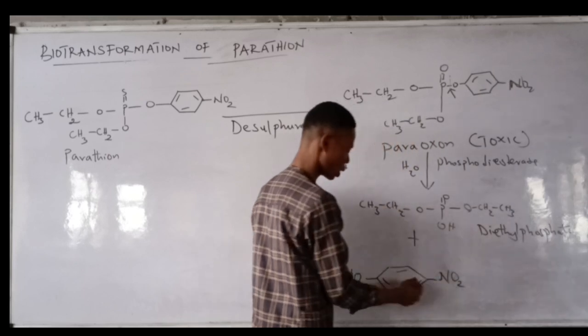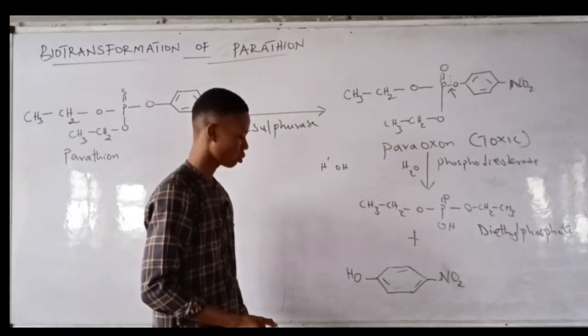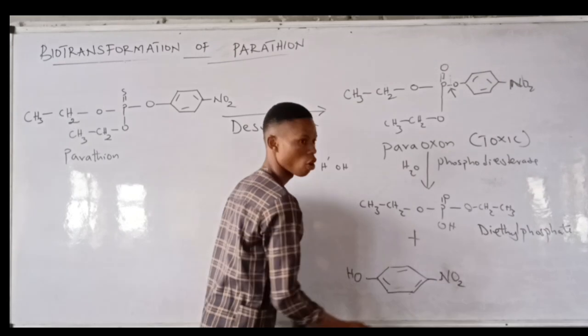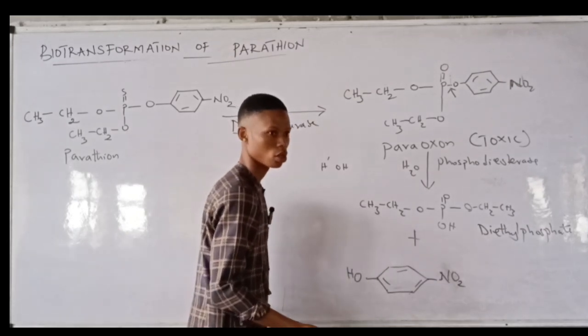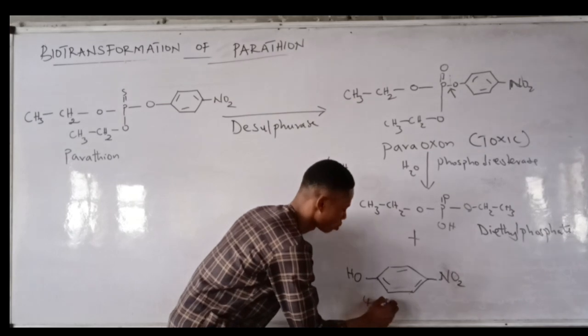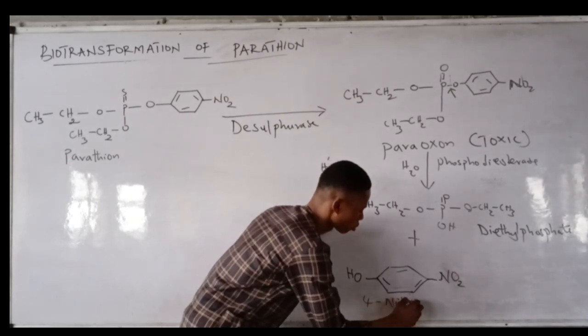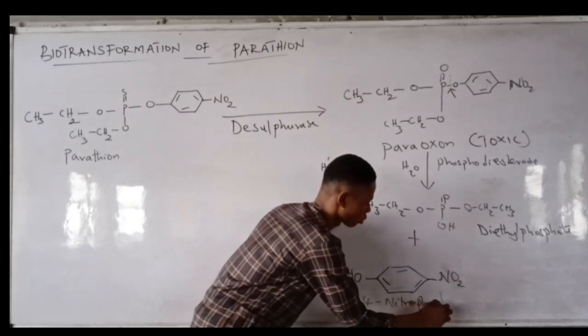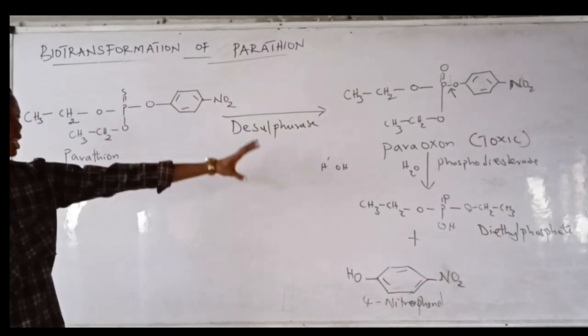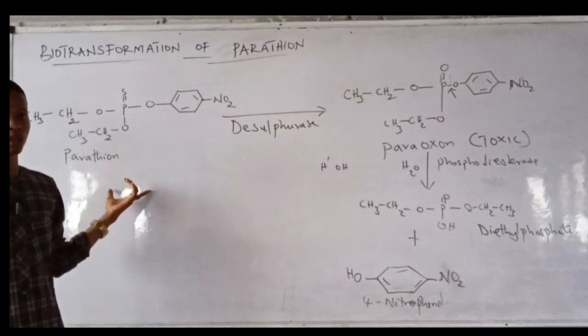And what will you call this? What will you call this? 1, 2, 3, 4. 4-nitro what? Phenol, a para-nitrophenol. Para-nitrophenol or 4-nitrophenol. So that's the metabolism of parathion.